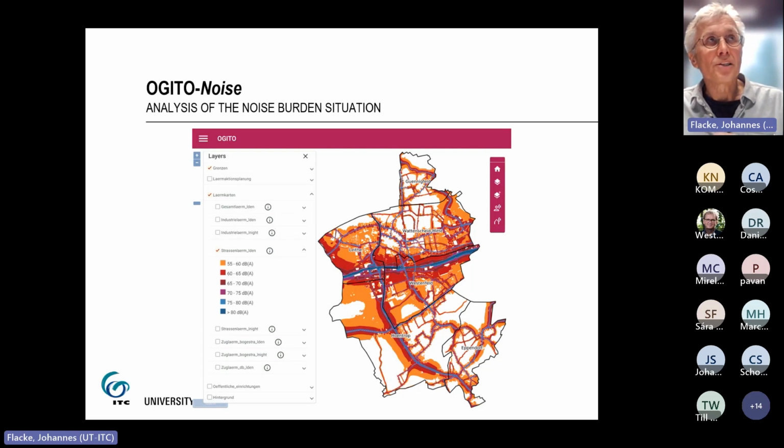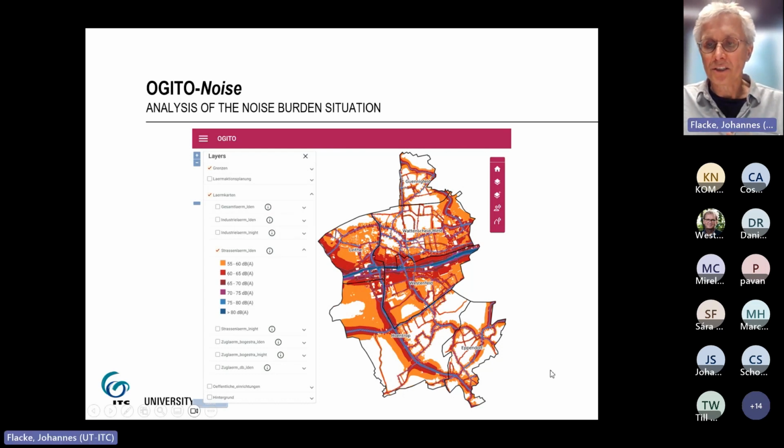Because the WHO recommends that any permanent noise level you're exposed to above 55 decibels is in the long run already affecting your health condition. So that's why our task in the noise action planning was to map where there are areas that are above 55 decibels.